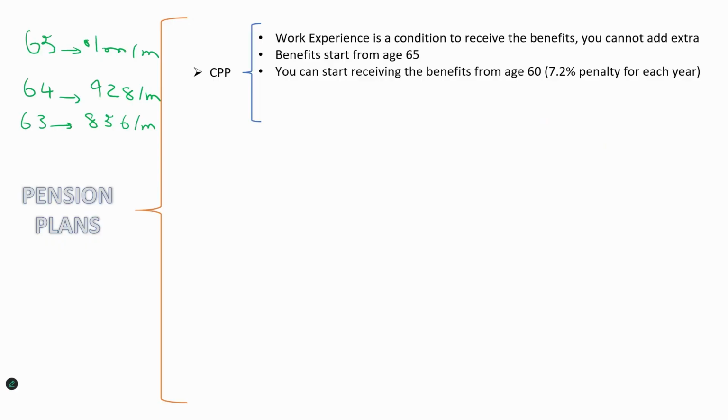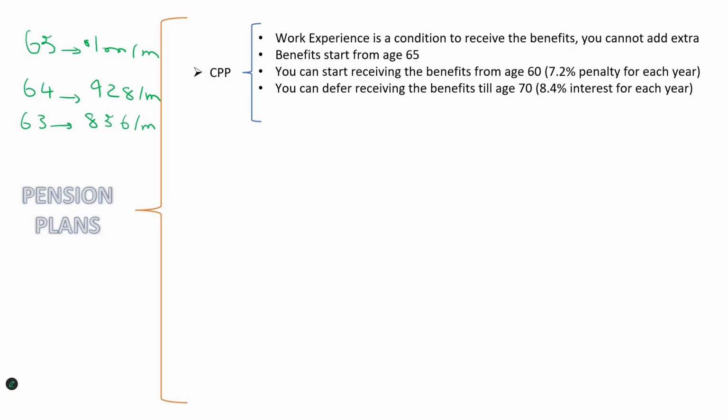Just remember that for every 1 month, it's a 0.6% deduction from the actual amount that you should have got from age 65. You can defer receiving the benefits as well. So you can defer it till age 70 and start at age 66 or age 67 or age 70, and you will get an 8.4% interest for every year that you defer receiving that money.